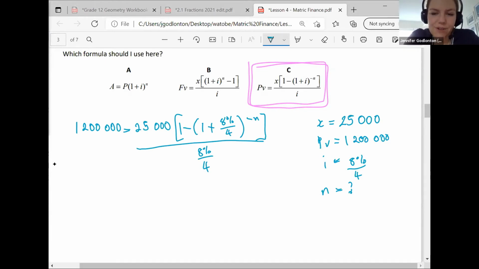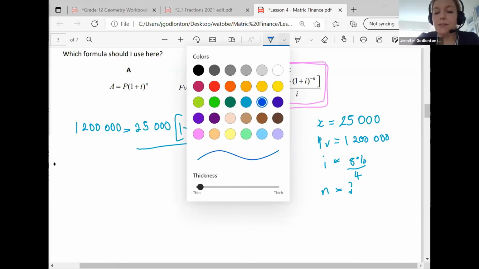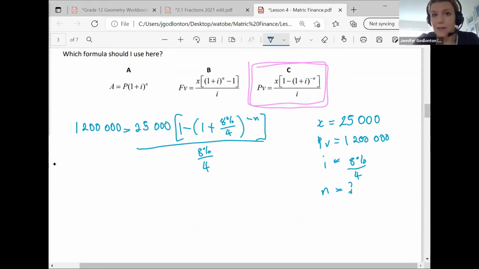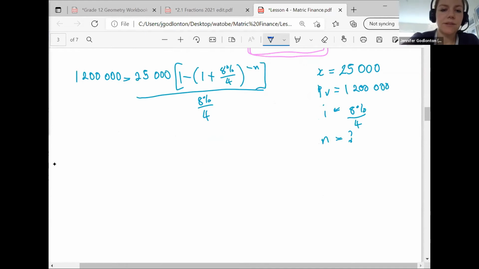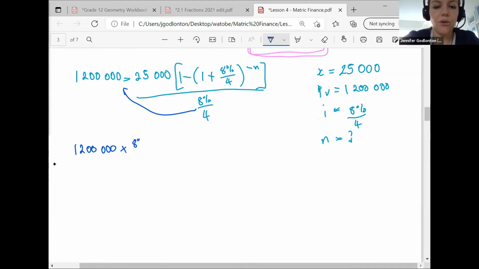Okay, now we're going to start manipulating it. So we're going to start moving things around. I'm going to do this step by step because these ones are quite nasty and I don't want you to make mistakes where you don't need to. The first thing we want to do is move this guy up. So I'm going to have 1.2 million and I'm going to multiply that by 8% over 4.